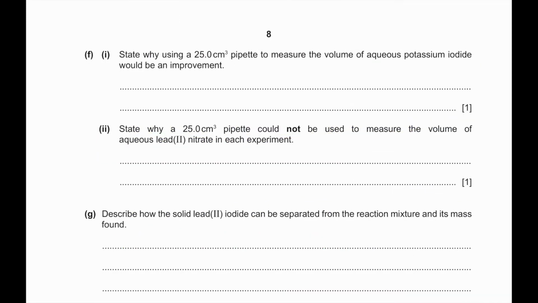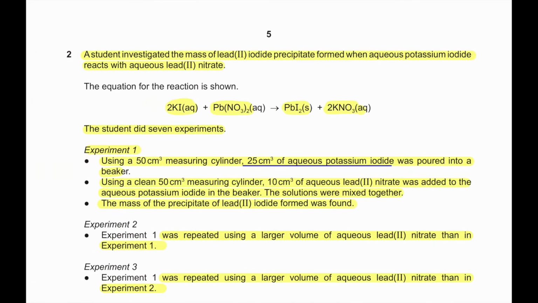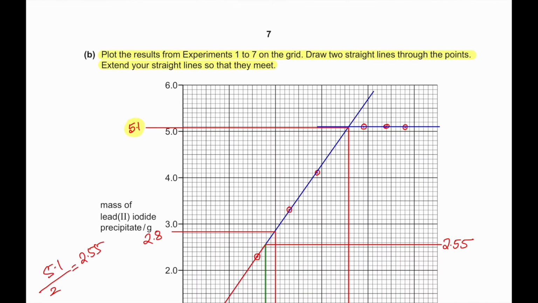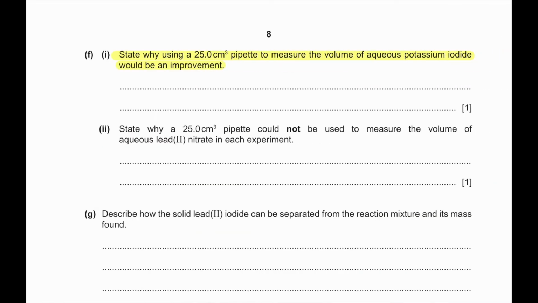Part F1. State why using a 25 cm³ pipette to measure the volume of aqueous potassium iodide would be an improvement. So if we look into this particular experiment, we were measuring the 25 cm³ of aqueous potassium iodide with a measuring cylinder. As I have already told you, using a measuring cylinder is a little bit inaccurate. So using a pipette would be more precise than a measuring cylinder.